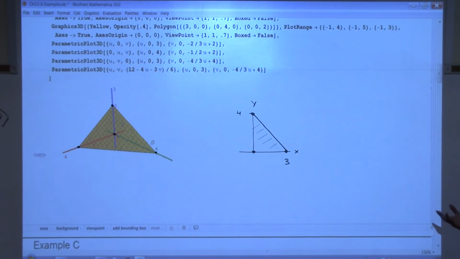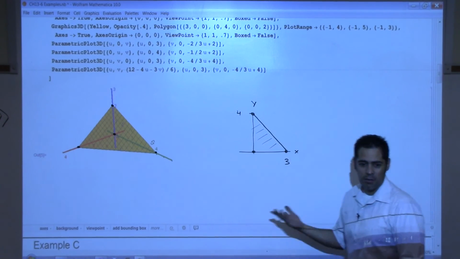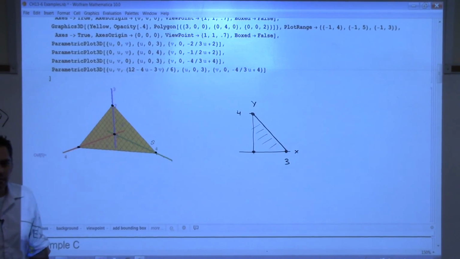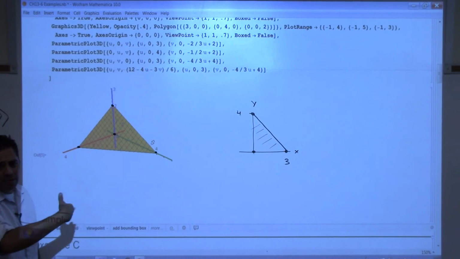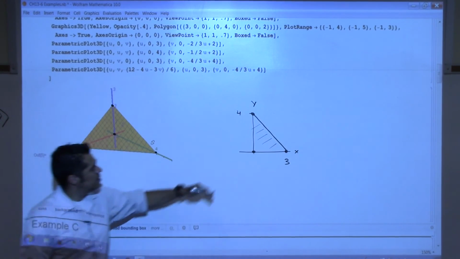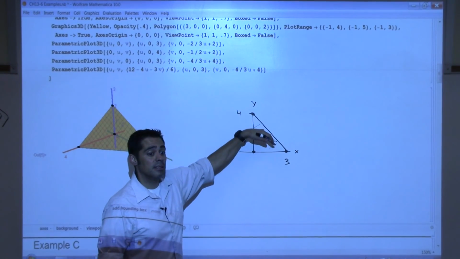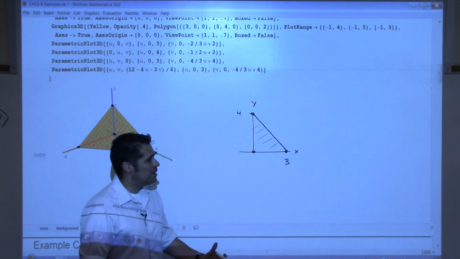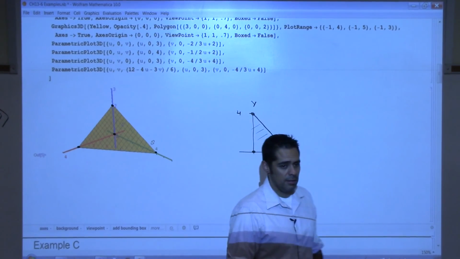Well, this looks a whole lot like a type 1 region from double integrals, doesn't it? And since it looks like that, we did this already where we controlled x and y. This was type 1. We let x go between 0 and 3, and we let y go between 0 and the function of x, right? This line. We're going to do the same exact thing, but we're going to use u and v instead.